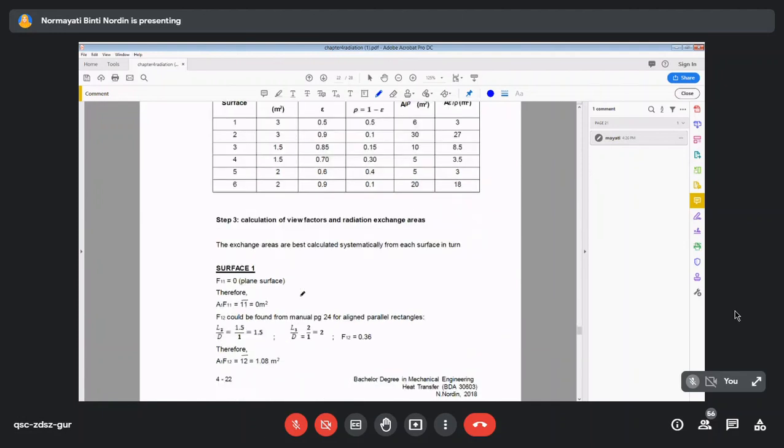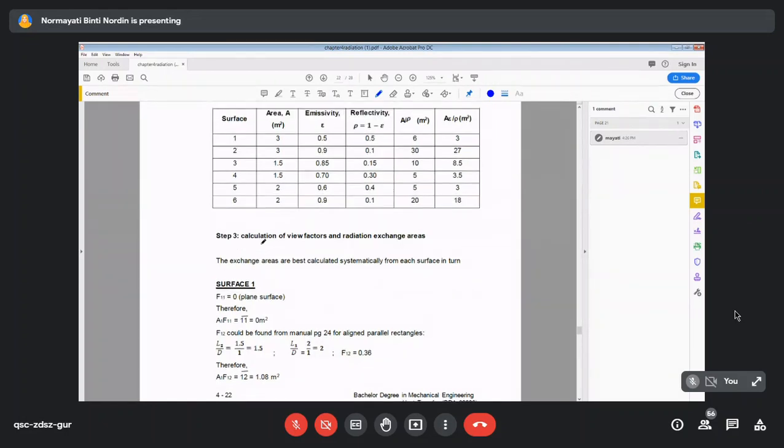Okay, and then the third step. We know that among the important parameters you need to solve to get the heat transfer rate is radiosity. And to find radiosity, you need to solve first the view factor and exchange area. The exchange area is best calculated systematically from each surface in turn, so you consider it by surface.